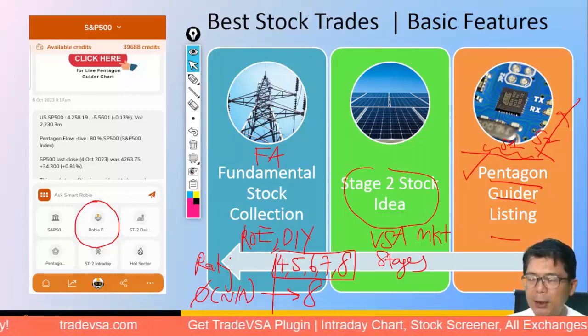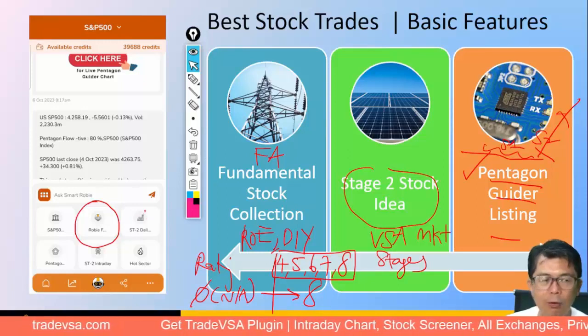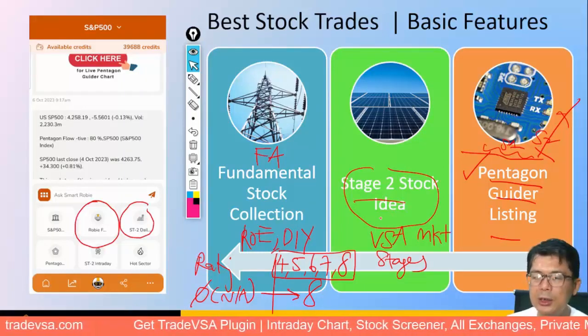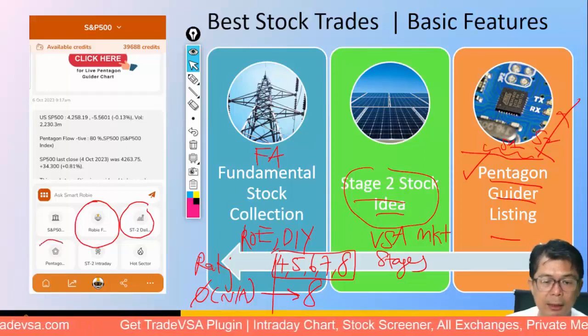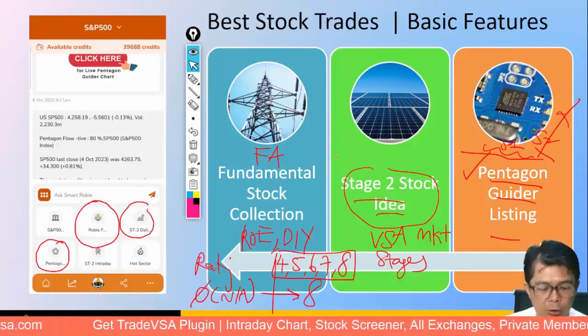So that's the Pentagon Guider in here, free basic. You can see from our mobile phone, we have the ST2 daily, which refers to the stage 2 share daily stock, and also the Pentagon Guider. So just those 3 are the focus for today.